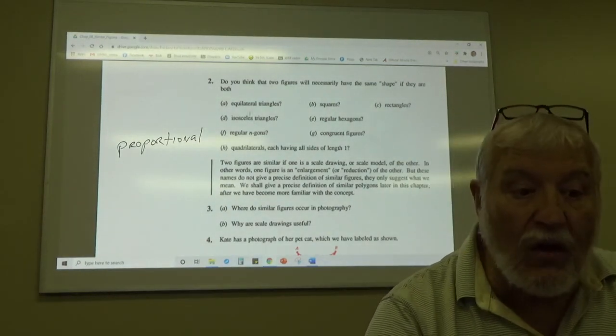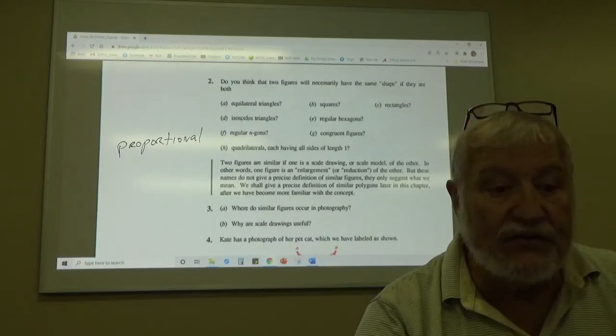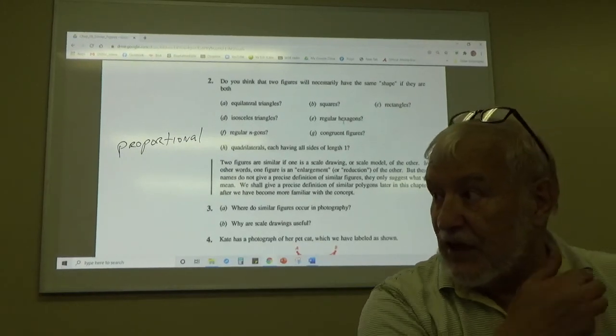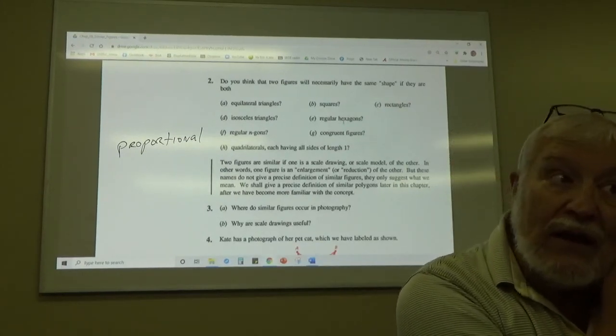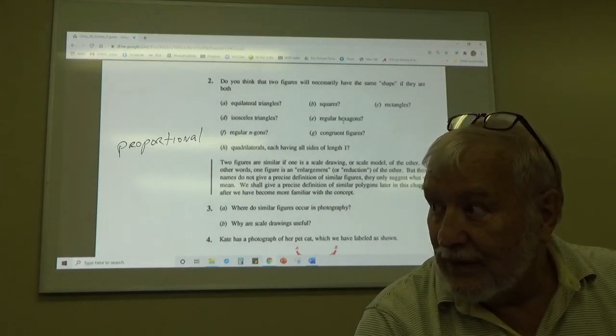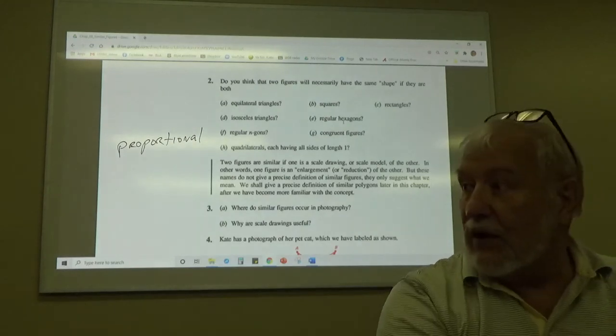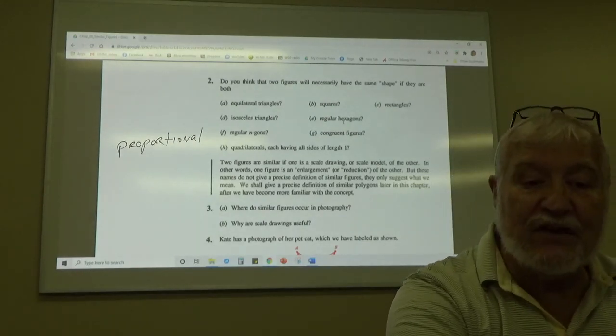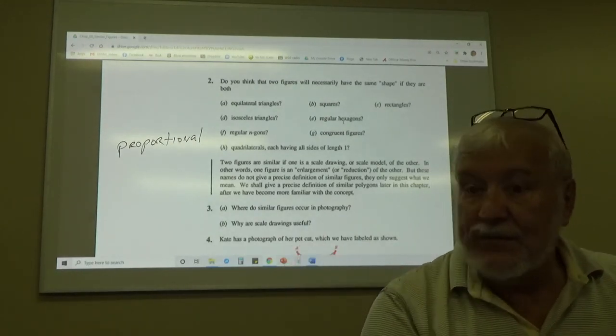Okay, so not all isosceles triangles are similar. What about regular hexagons? Now this is important. Regular means all the sides are the same length. So isn't that like a square? Right, so a regular hexagon is similar in shape.